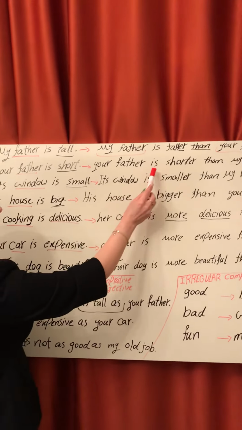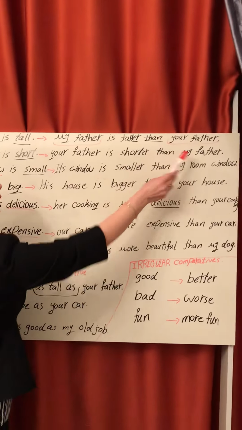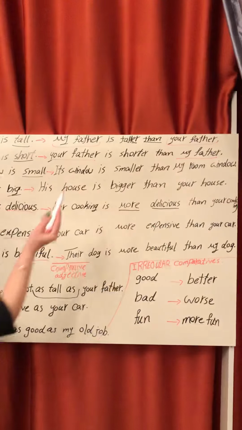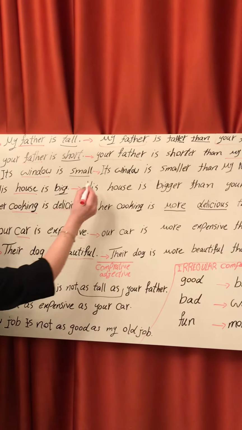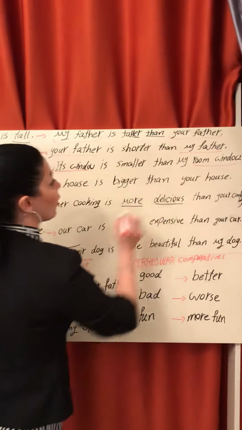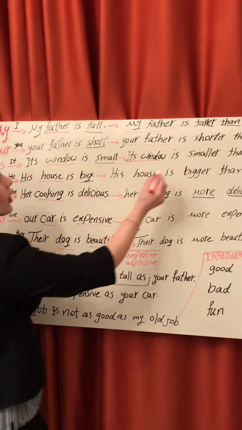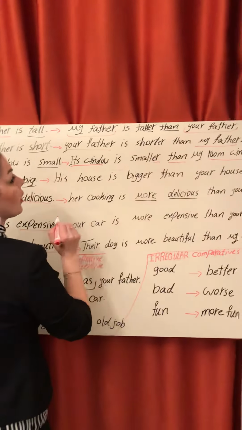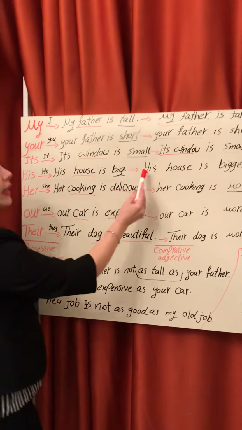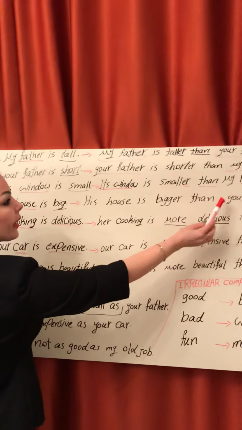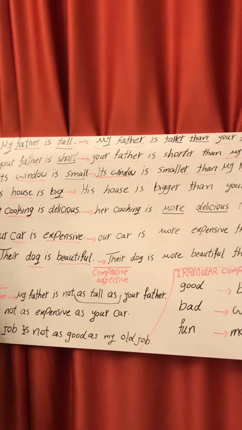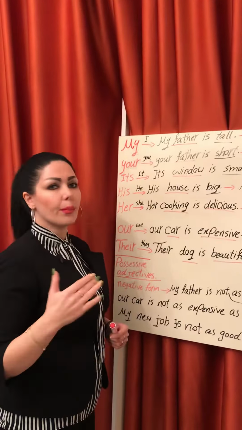Your father is shorter than my father. Also in this sentence, we compare two people. And here, its window is smaller than my room window. Two things. So we use er and then. Why? Because small is a short syllable. His house is bigger than your house. The same for the other sentences. Big has one syllable, so we say bigger than.